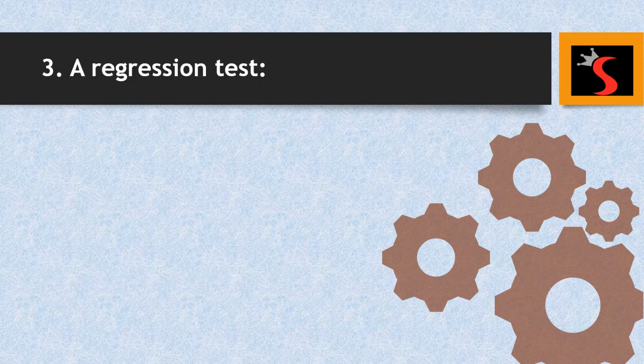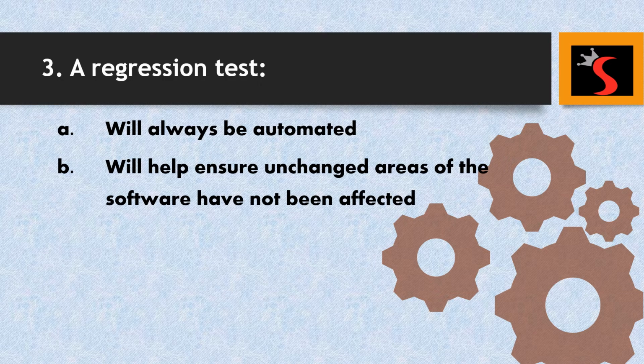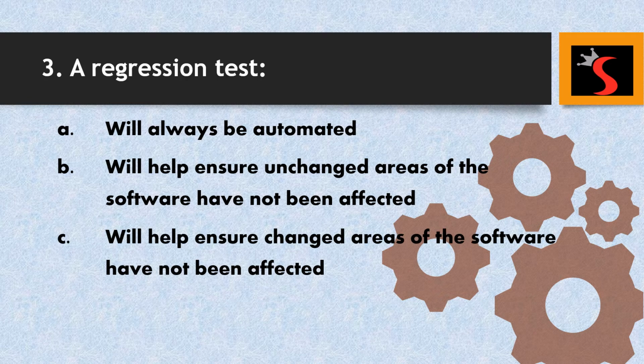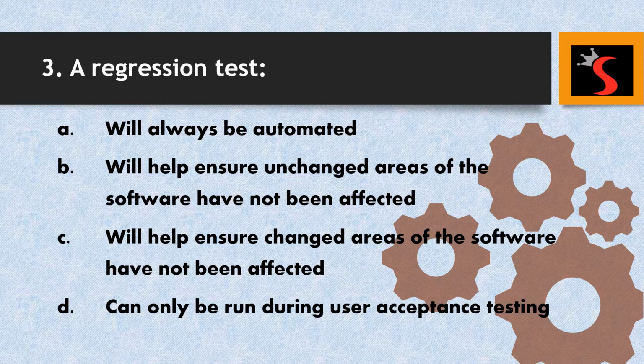A regression test: A. Will always be automated. B. Will help ensure unchanged areas of software have not been affected. C. Will help ensure changed areas of software have not been affected. Or D. Can only be run during user acceptance testing.